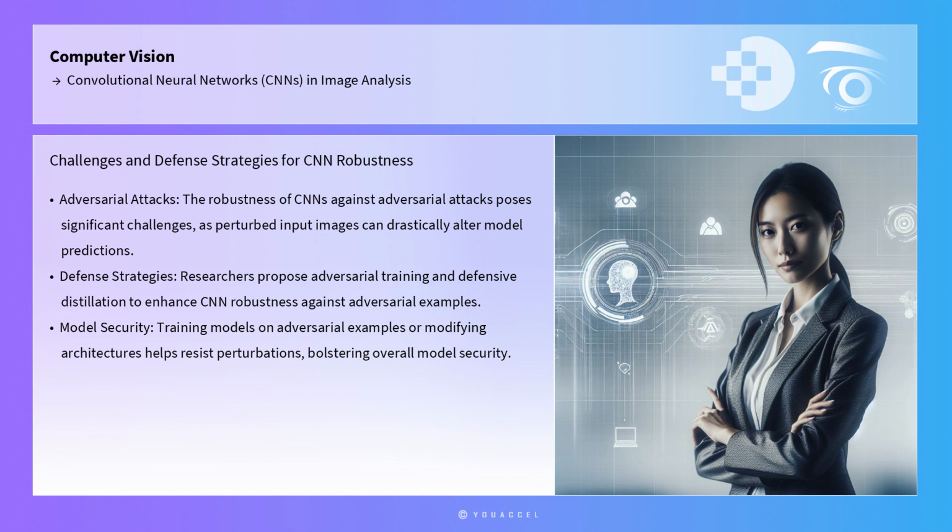Moreover, the robustness of CNNs against adversarial attacks poses another challenge. Adversarial examples, input images perturbed with subtle noise, can drastically alter CNN predictions, raising concerns about model reliability. Researchers have proposed various defense strategies, such as adversarial training and defensive distillation, to enhance CNN robustness. These approaches involve training models on adversarial examples or modifying network architectures to resist perturbations, thereby bolstering model security.